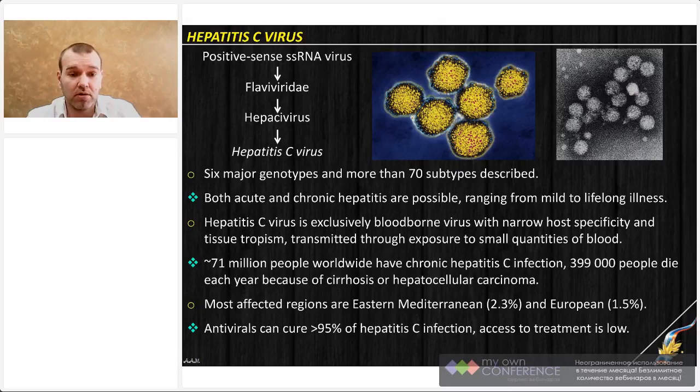And in contrast with hepatitis B, that virus contains an RNA genome, and complete eradication of the disease from the human body is possible. So nowadays, more than 70 subtypes of the virus are described, and similar to hepatitis B infection, two types are possible: acute and chronic hepatitis.